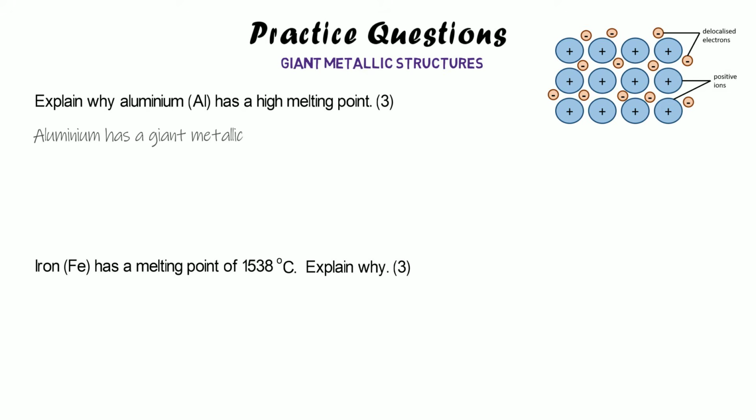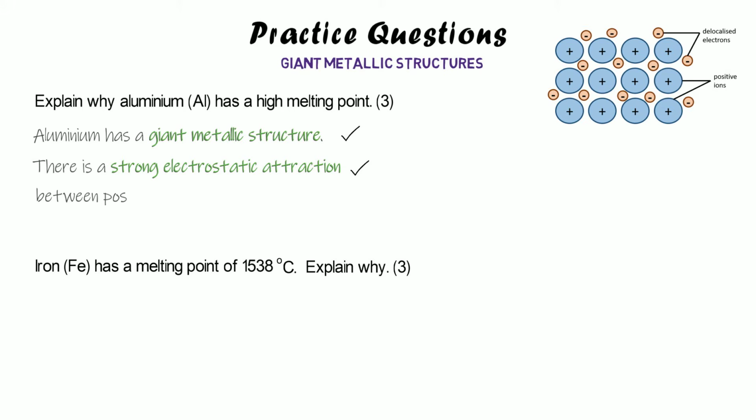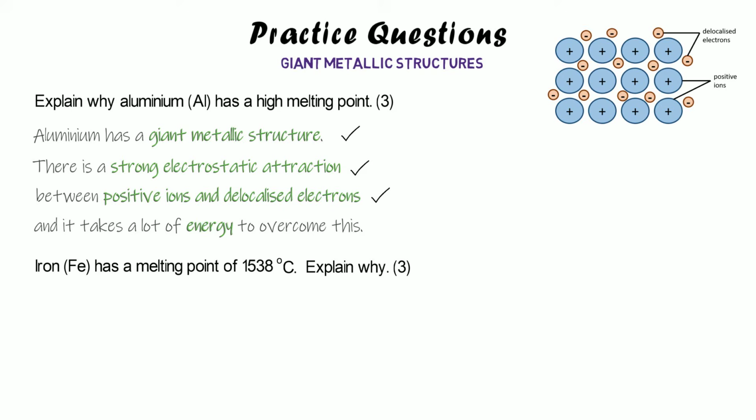Right, aluminium is a metal, so it has a giant metallic structure. Say that to get your first mark: identify the type of structure. That means there's going to be a strong electrostatic attraction. Always get that keyword in there whenever there's positives and negatives involved. And it's between positive ions and delocalized electrons. Now, if it's a 3-mark question, you might not get an extra mark for that. It takes a lot of energy to overcome this attraction. So there's 4 marking points there, but they might be missing the positive ions and delocalized electrons bit.